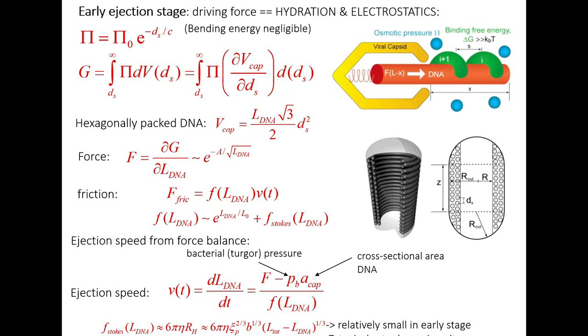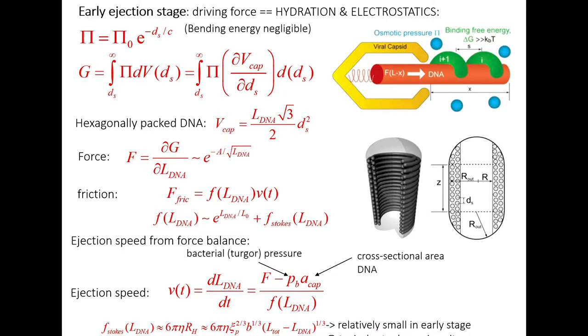And then, of course, there's also a friction contribution. That's typically a friction coefficient times the velocity, and we can calculate the velocity just by force balance, right? And that friction factor also turns out to be exponential in the length of DNA, but with a slightly different coefficient than the driving force. For completeness, there should also be a Stokes contribution, because you could think of the blob of DNA being ejected. That also has a friction effect, but at this point we ignore that. It turns out to be a pretty small effect. I'll get back to that later, because in the late stage it becomes very important.